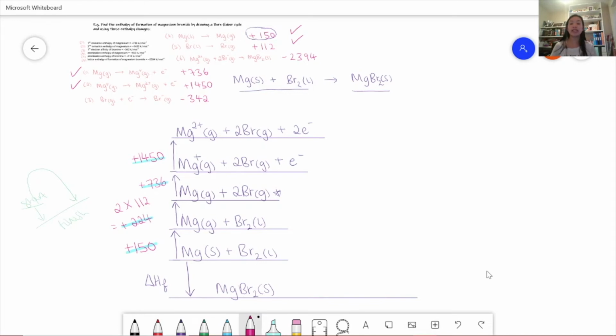So now we have 2 equations left. We have the first electron affinity of bromine and also the lattice enthalpy of formation of magnesium bromide. What we put next is the electron affinity of bromine. When we take the electron affinity, we add one electron to one bromine. So what we get is the Mg2 plus ion, which hasn't changed, and then we get 2 Br minus gaseous ions.